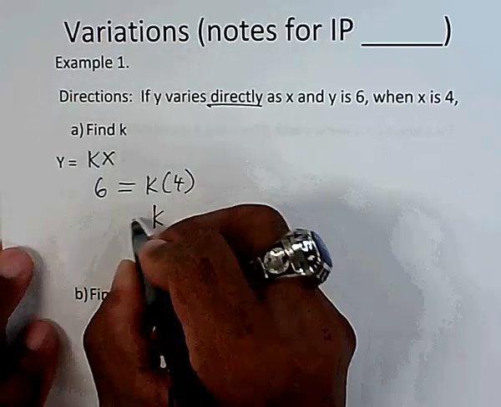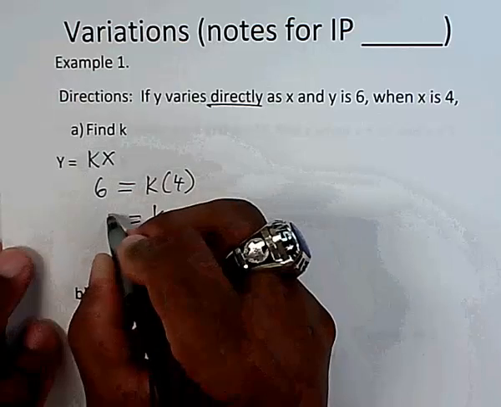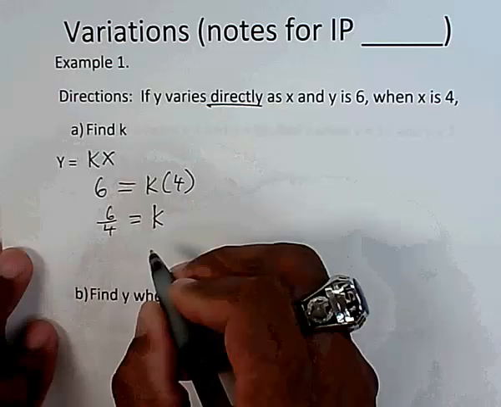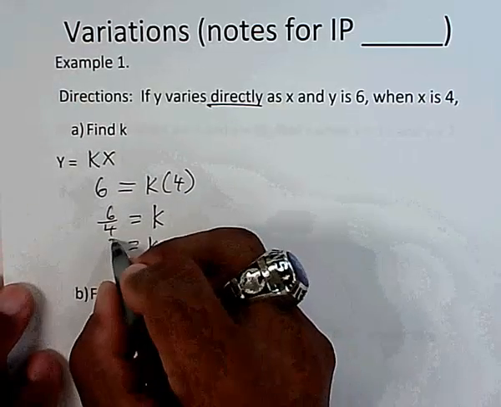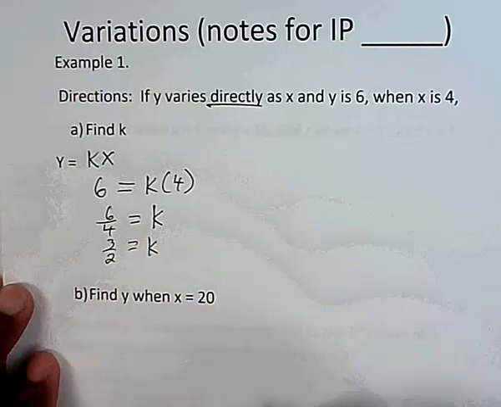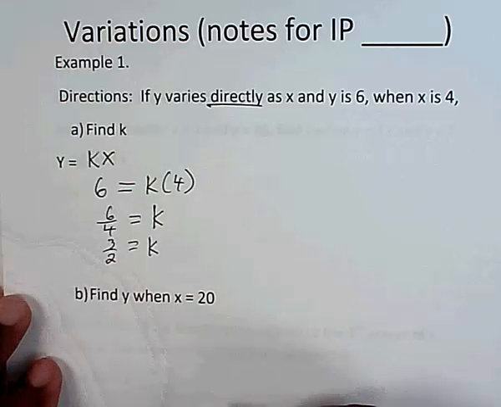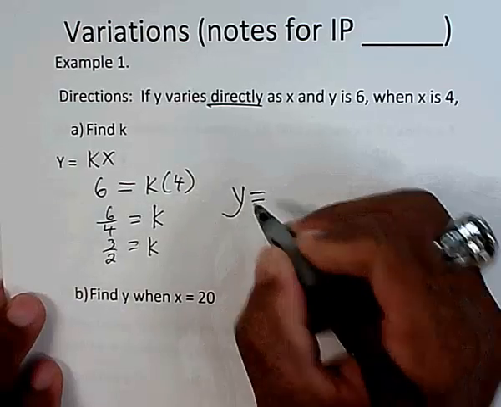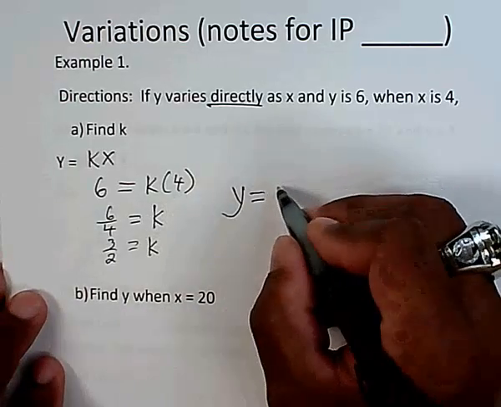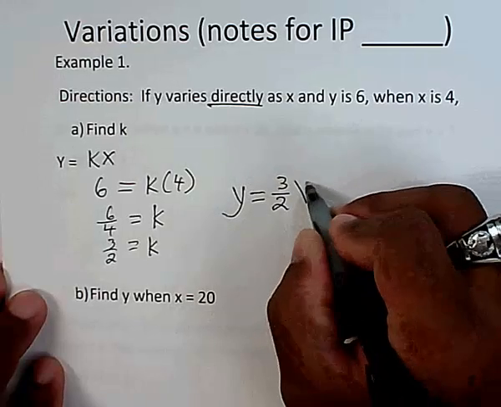Dividing by 4 results in the fraction 6 over 4. Then I'm going to have to reduce that. So k equals 3 over 2. And once we've gone to that point, then we can actually write the equation. And that's what we're looking for as far as the answer, with the value of k placed into the equation. So y equals 3/2 multiplied by x.